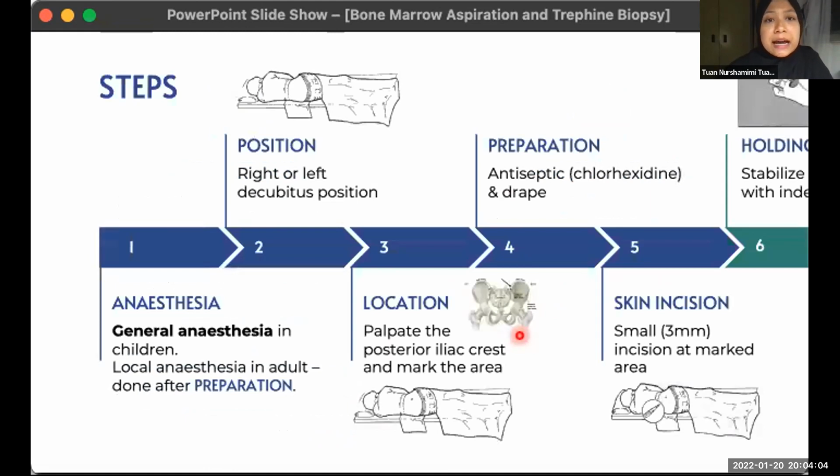So for the general steps of the procedure, first we want to anesthetize. In children, we generally do general anesthesia, but in adults we can do local anesthesia after preparation of the skin. Second, we want to position the patient in the right or left decubitus position, like in this picture here, and then we want to palpate the posterior iliac crest and mark the area.